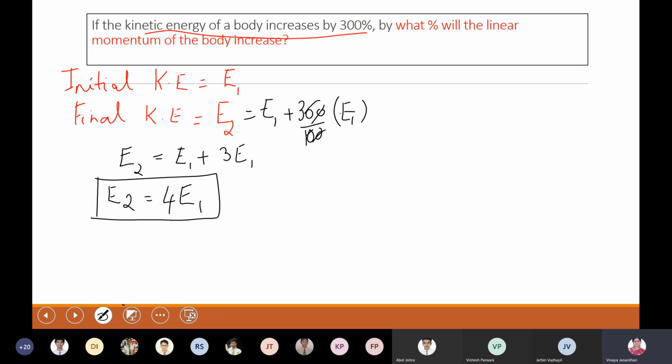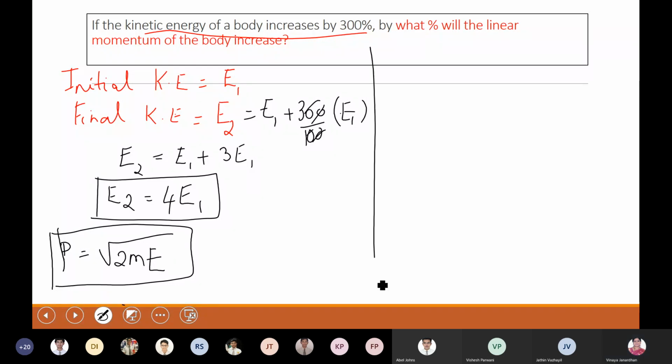Now we'll go for the relation between energy and momentum. So what is momentum? P is equal to root of 2mE. This is the general relation between momentum and kinetic energy. Final kinetic energy is E2, which is equal to E1 plus 3 times E1, because 300% of E1, no? Kinetic energy of the body increases by 300%.